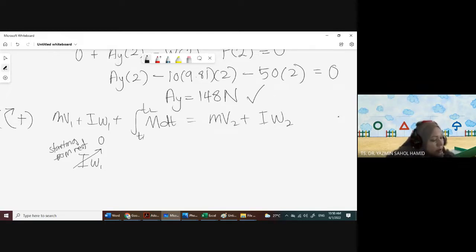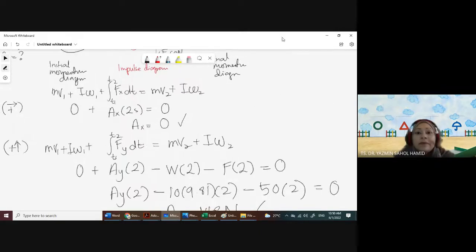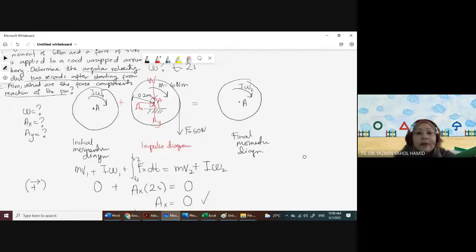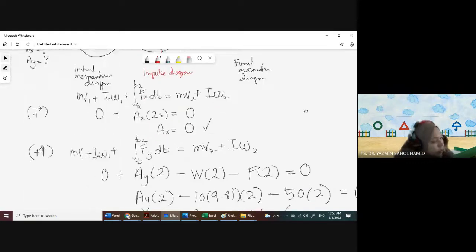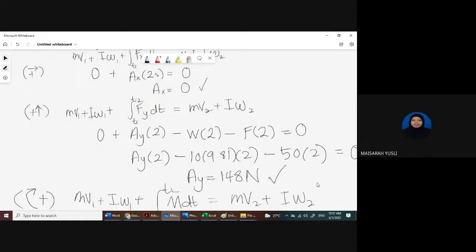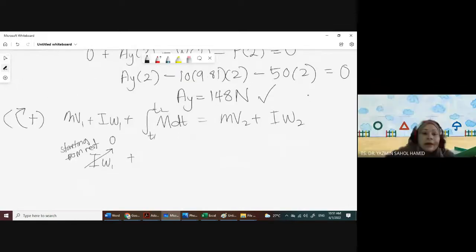Okay, now. All right. Now, what are the forces or moments that you can see in the diagram? What do you have? You have the couple moment, betul tak? 6 Newton meter, betul tak? Betul. Okay. So, you ada 6 Newton meter ni. Jangan lupa multiply by 2 seconds. Okay, it's positive because you consider clockwise direction positive.